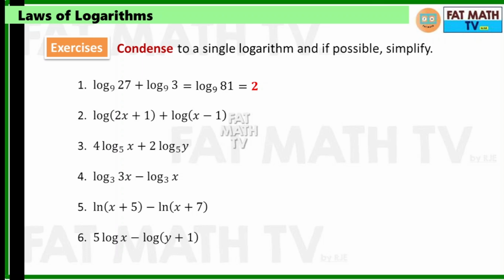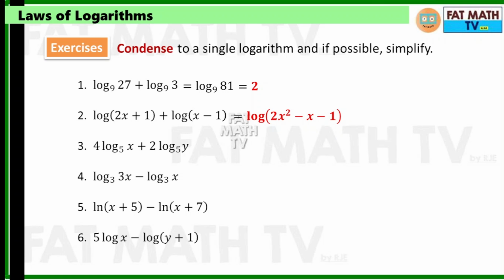Number 2, we have logarithm of the product of 2x plus 1 and x minus 1. 2x times x is 2x squared. 2x times negative 1 is negative 2x. 1 times x is x, so negative 2x plus x is negative x, and 1 times negative 1 is negative 1. So we have logarithm of 2x squared minus x minus 1. So you can multiply there in your notebook if you want to try 2x plus 1 times x minus 1, if the answer is indeed 2x squared minus x minus 1.